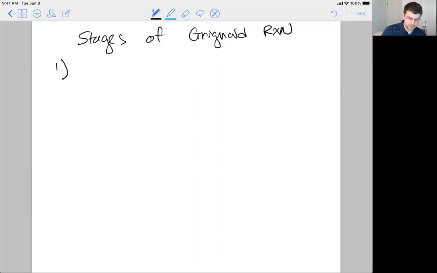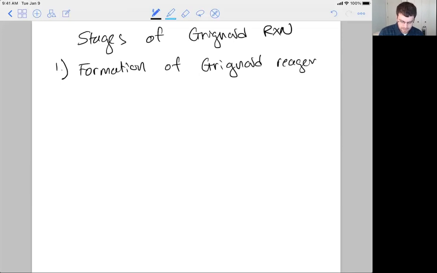In stage 1, what we have is formation of the Grignard reagent. In this stage, our haloalkane reacts with magnesium 0 to form the Grignard reagent.